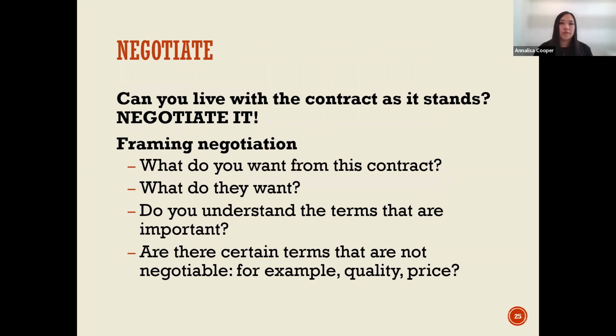All right, in terms of negotiation, you should always go back to this question: can you live with the contract as it stands? If you can't, then negotiate it. When you are negotiating, it is really important to know what is most important to you and to anticipate what is important to the other side.